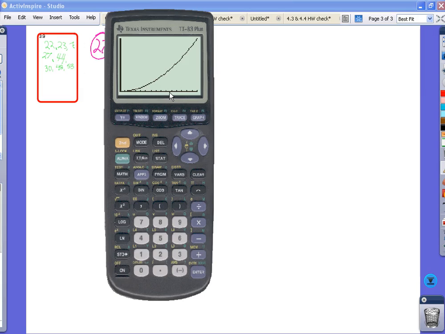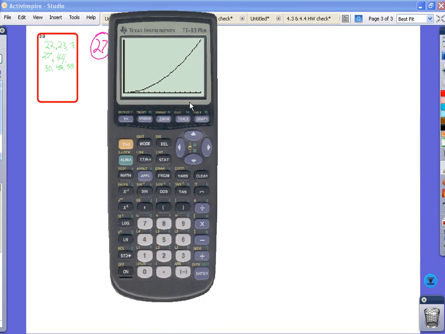A square that has a side of 10 would have an area of 100. Right? That's what this function is telling us. A square with a side of 15 has an area of 225.